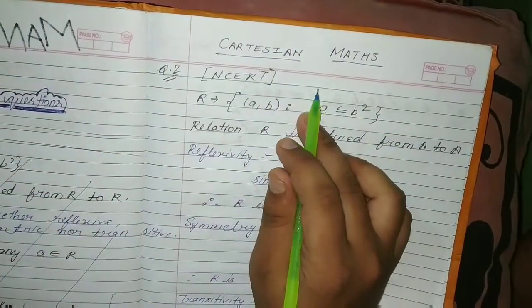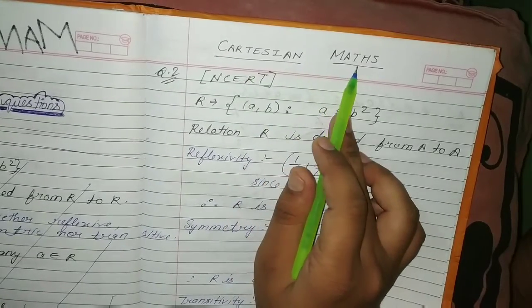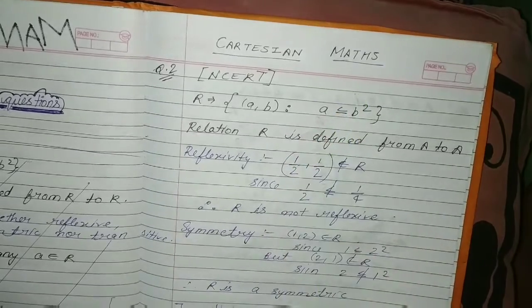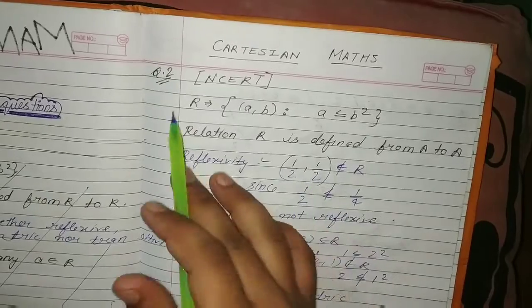Okay, class 12 relation function. And it's my beautiful channel Cartesian Maths. Sorry, I'm copying someone else's dialogue. Sorry. Okay guys, so let us start.